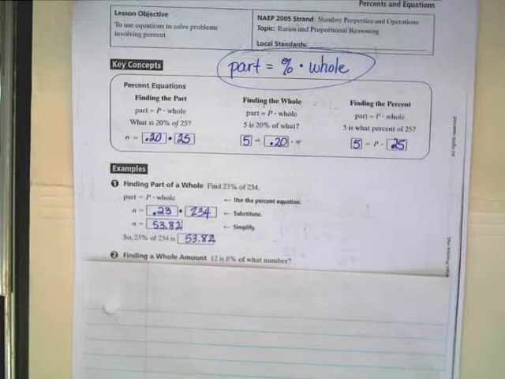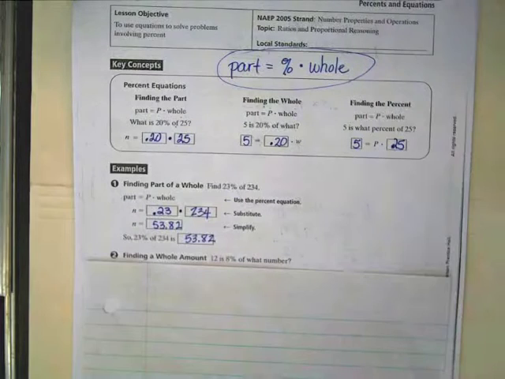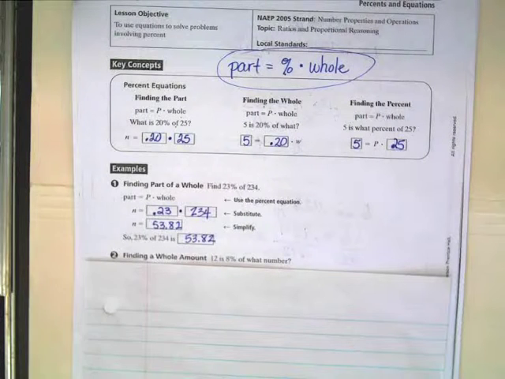Find 23% of 234. So again, we go back to our equation. Part is equal to percent times whole. So n is equal to 0.23 times 234. In this case, we just simplify. There's no algebra truly involved here because the variable is isolated. We get 53.82. So that tells us that 23% of 234 is 53.82.